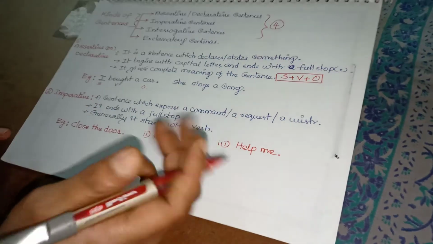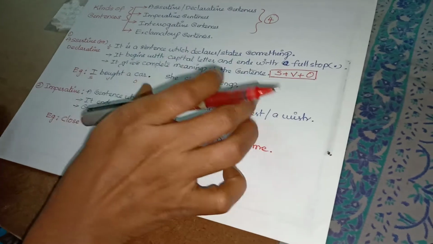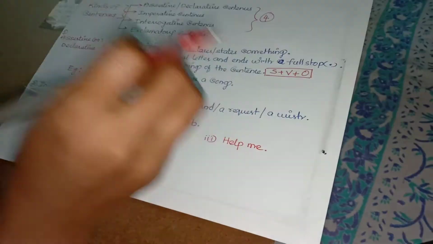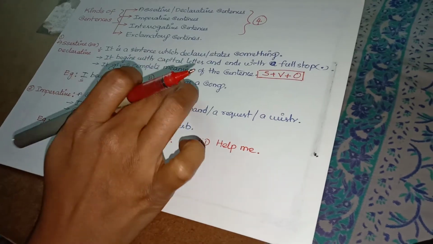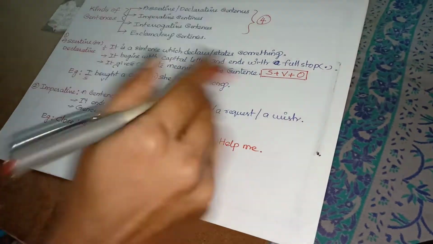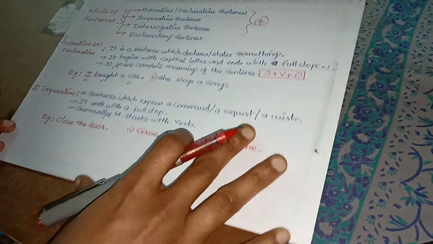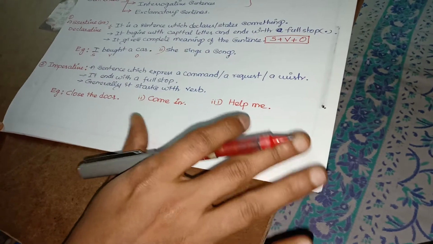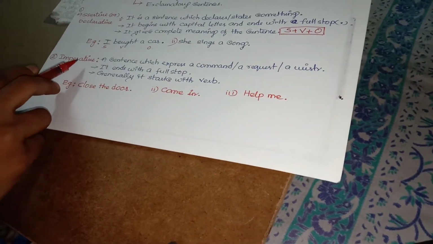So you can identify easily where it is starting with a capital and ending with a full stop. Oh, this is assertive or declarative. It is declaring something. Here it is declaring in the second example, she sings a song. It is declaring that she sings a song. So like that, it declares something and it gives a complete meaning of the sentence. Is it clear? Okay.